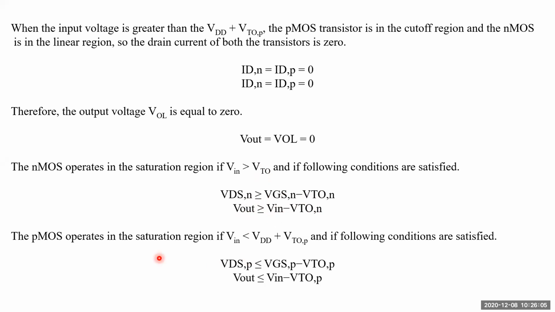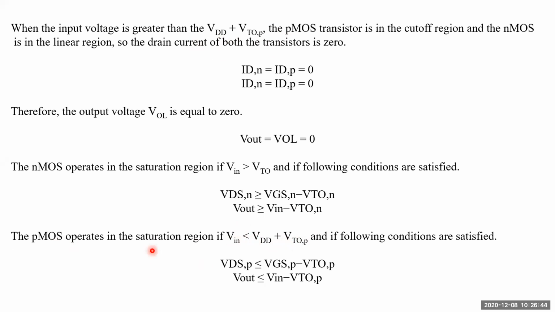In a similar way, for the PMOS transistor, if a PMOS is operating in a saturation region, it means here your Vin is lesser than VDD plus VTO. Why are we saying Vin is always lesser than VDD plus VTO, that is, a threshold voltage? Because whenever Vin is greater than VDD plus VTO, your PMOS will enter into the cutoff region. So that's what we have seen in this first condition here.